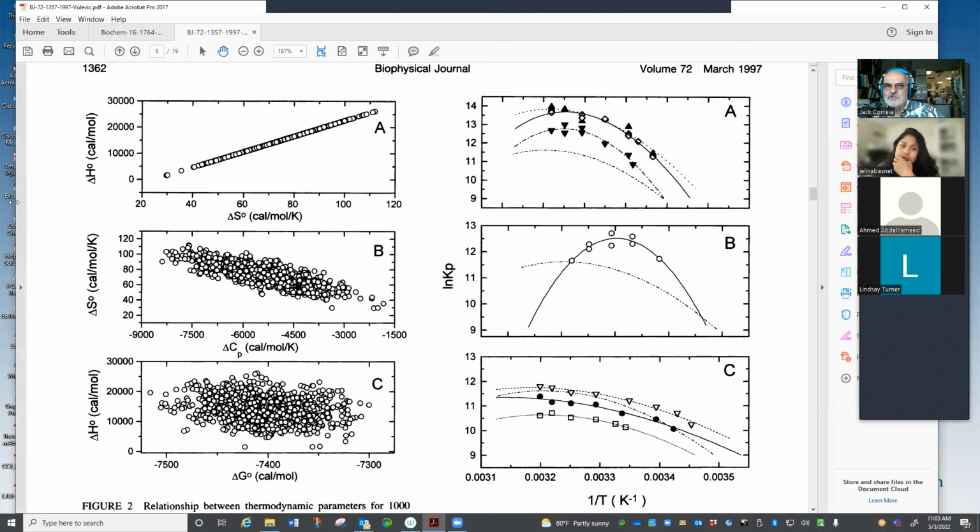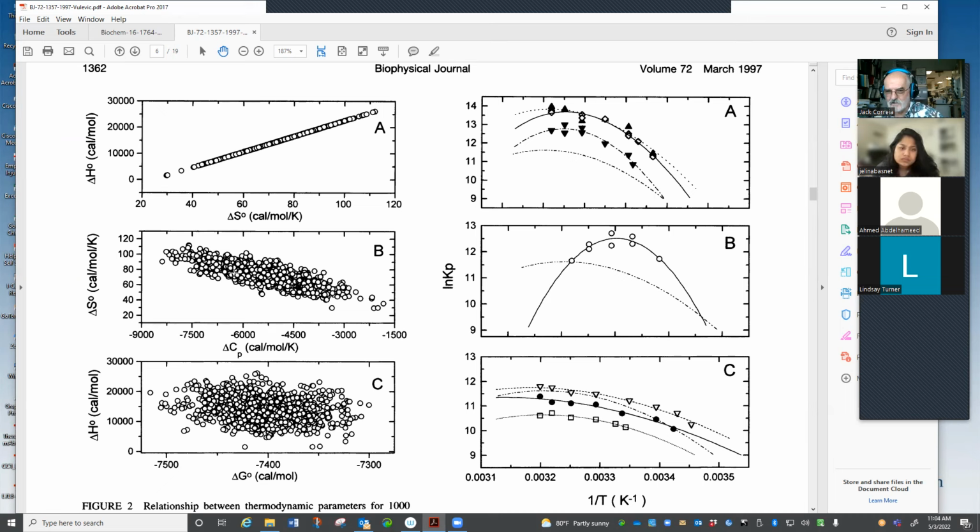The way that this is usually described is that the enthalpy and the entropy are highly correlated. And so the enthalpy and the entropy compensate for one another. And that's why the free energy doesn't change very much relative to variations in enthalpy and entropy. You can see that the entropy and the heat capacity, the enthalpy and the heat capacity have scatter. And so there's some correlation there.